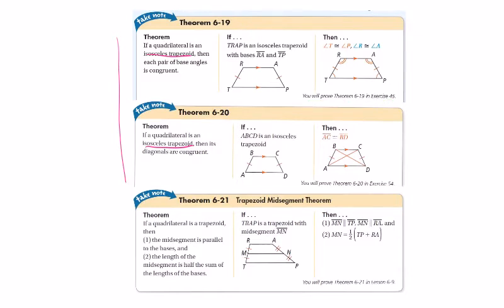And then also, if it's an isosceles trapezoid, then the diagonals are congruent. So AC is congruent with BD, all right, and that's something that you're going to prove. That'll be a bonus question, but yeah, you can prove that.